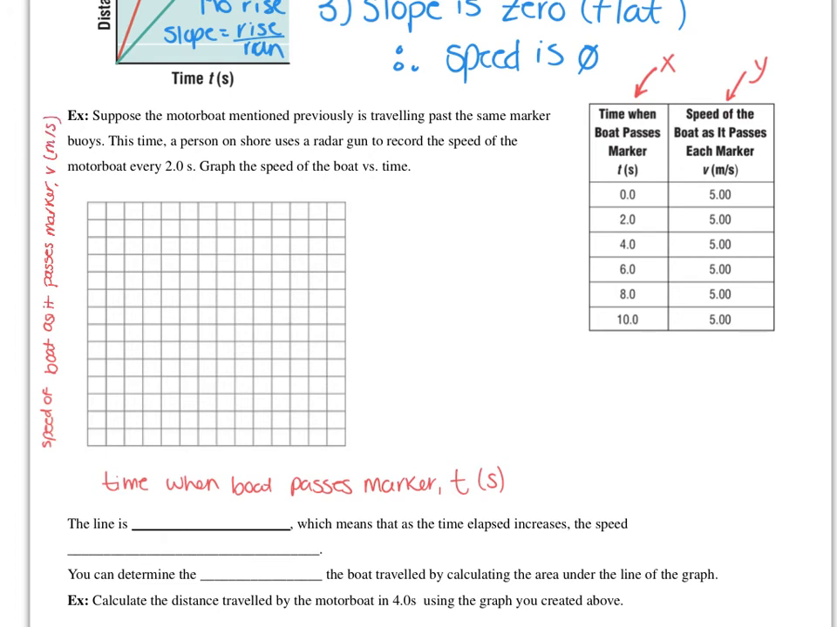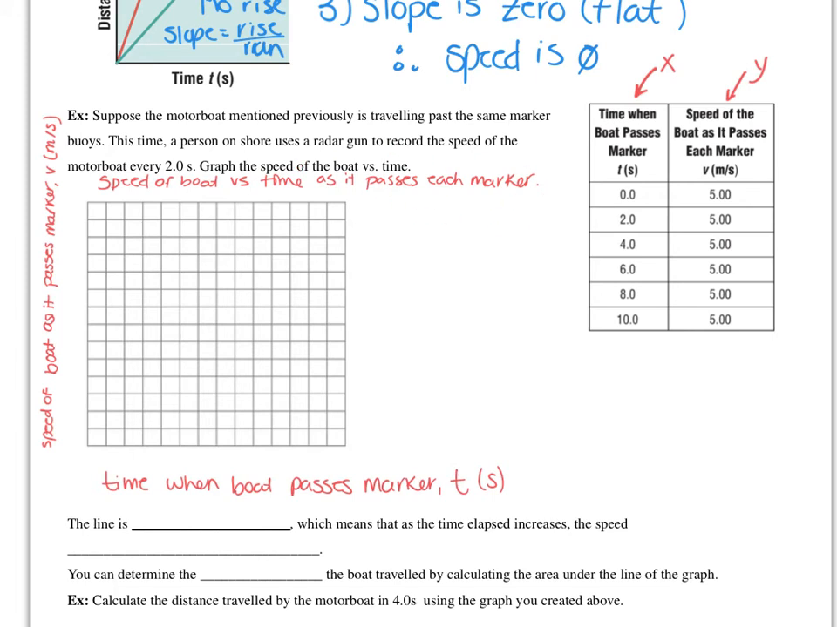We forgot to put a title on our last graph. We should probably go back and do that after. We need a title. So this was the speed of the boat versus time as it passes each marker. So notice that we did y versus x, and then some sort of context.